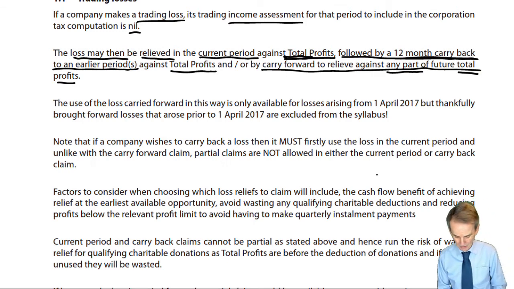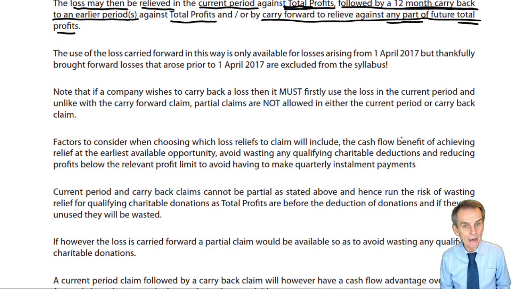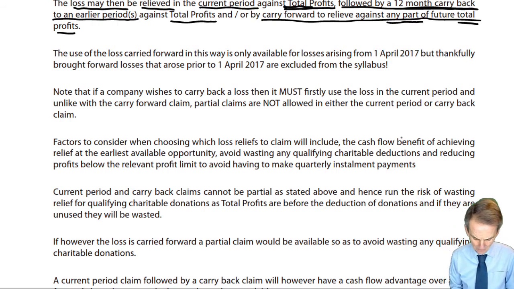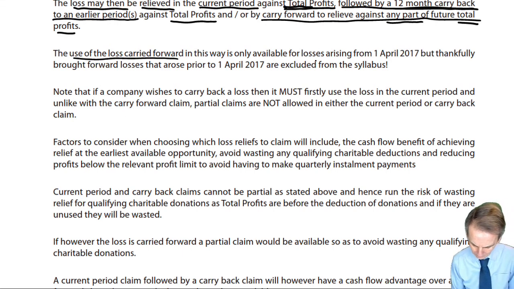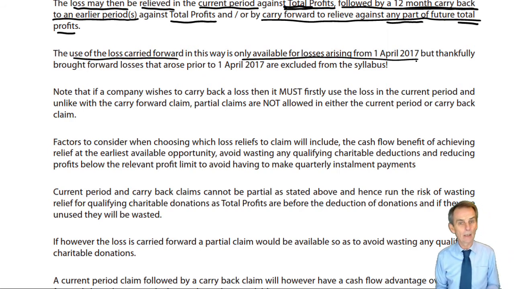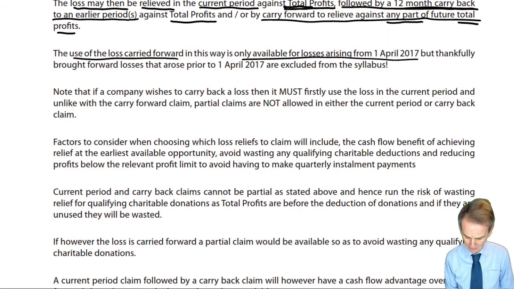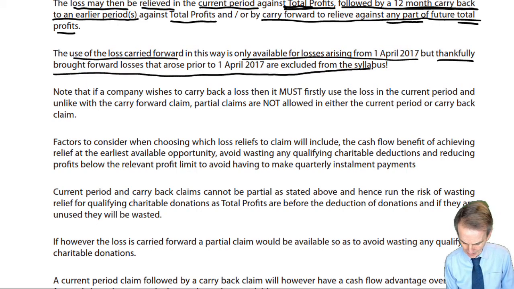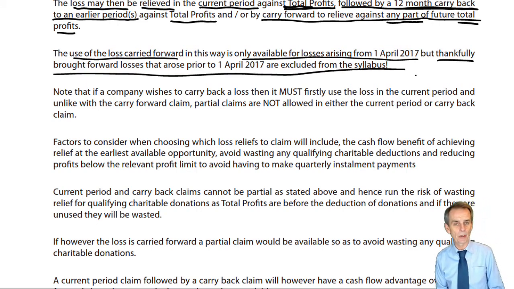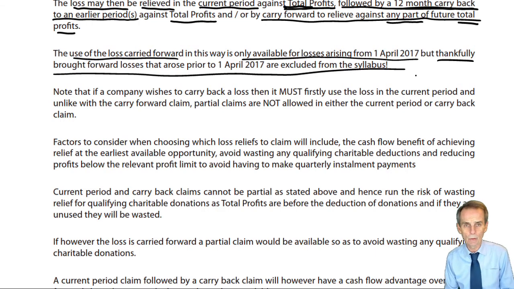Let's just put some more detail in on that and explain those points I just discussed, and look at the notes here before you. The use of the loss carried forward in this way is only available for losses arising from the 1st of April 17. You're not going to worry about learning that date because thankfully brought forward losses that arose prior to April 17 are excluded from the syllabus. So the only losses that we will see will inevitably be those that have arisen since the 1st of April 17.